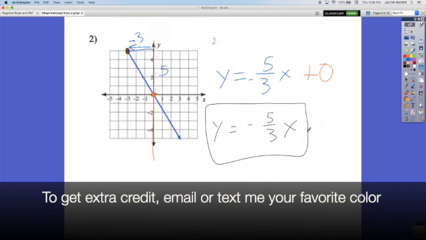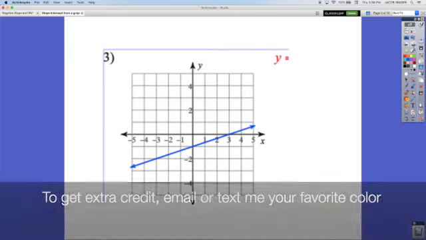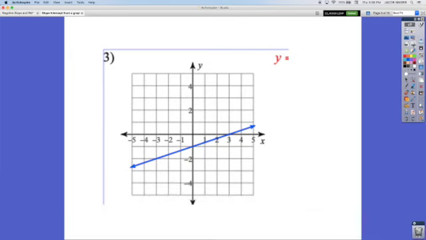Okay, let's keep going. Let's try a couple more here. Okay, let's try this one out. All right, here's a good point that I can use right here. And then, of course, I have the one on the y-axis. Okay, let's start it out. Y equals. Remember my formula: y equals mx plus b.